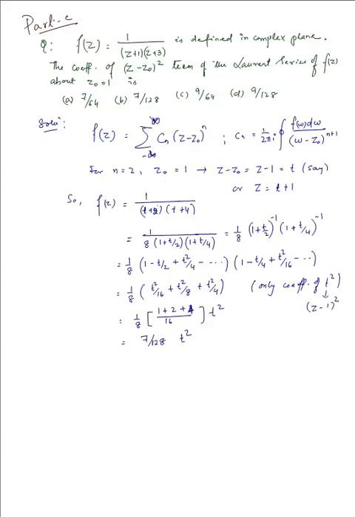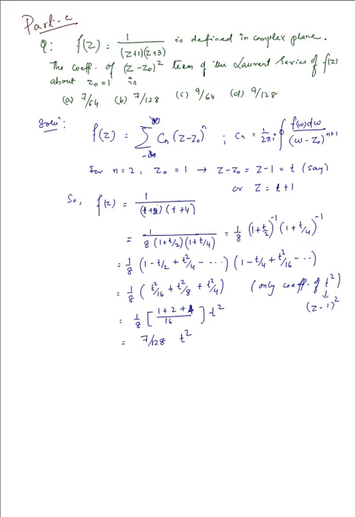Okay, now we move over to part C of the question set from 2023 December. And we have a function f(z) which is given as 1 over the product of (z plus 1)(z plus 3), and it is defined in the complex plane. We have to find the coefficient of the (z minus z naught) squared term of the Laurent series expansion of f(z) about z0 equal to 1. And we have the options that have been provided to us.